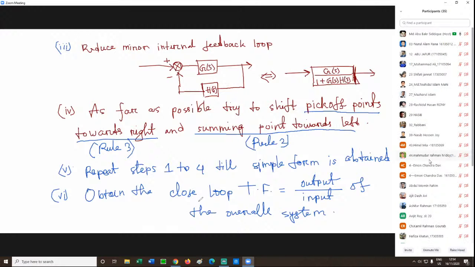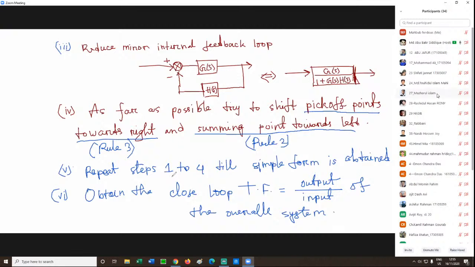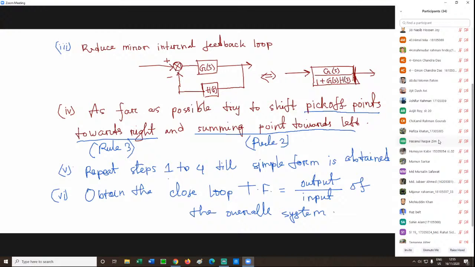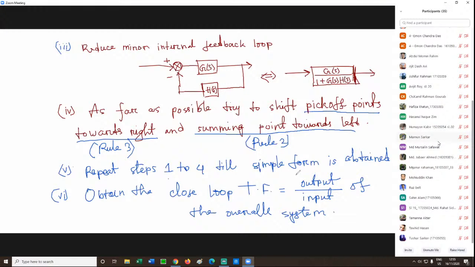So these are the 6 steps you have to follow for solving a block diagram reduction problem. You got that, right? You know 5 rules, you also know 6 steps. So now you are ready to solve.